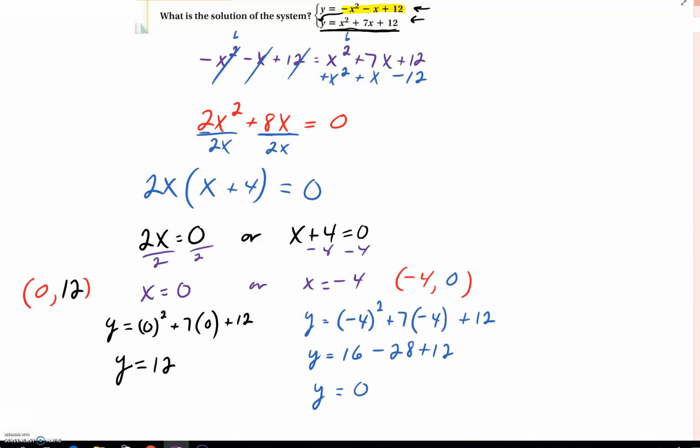All right, so these are our two solutions, and this is how you have to write it. 0, 12, and negative 4, 0. All right, you cannot just write x is equal to 0, comma, negative 4, and y is equal to 12, comma, 0, because we need to make sure that we're writing them as an ordered pair, because when x is 0, y is 12. When x is negative 4, y is 0. That's a specific ordered pair that is our solution.